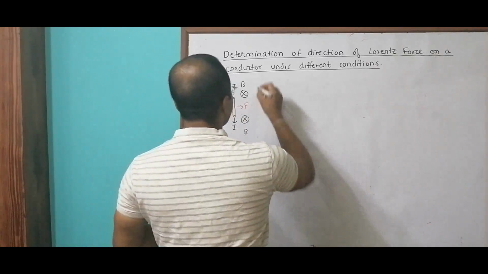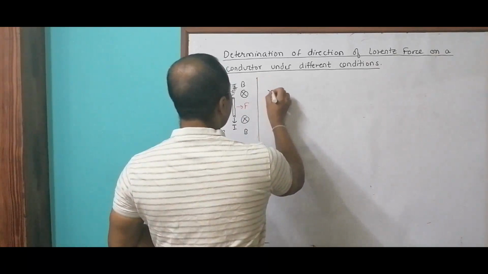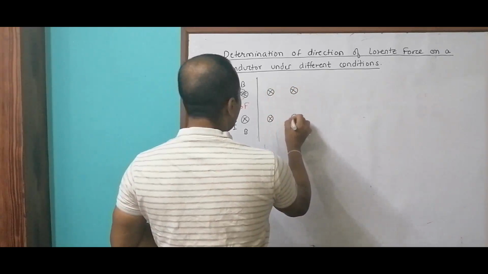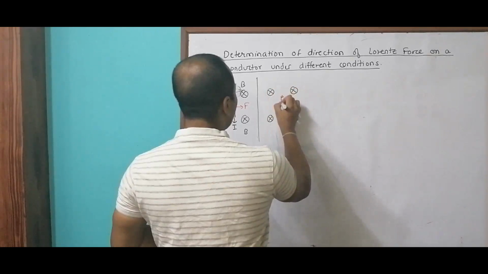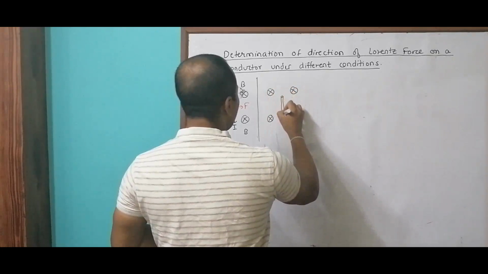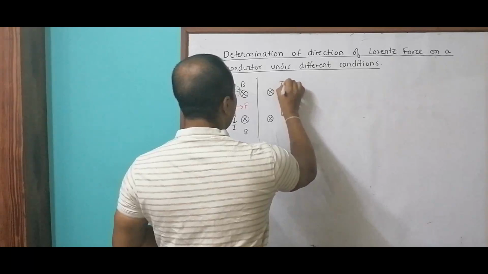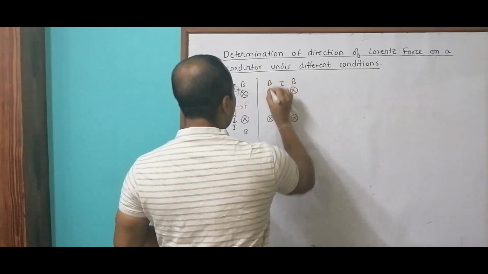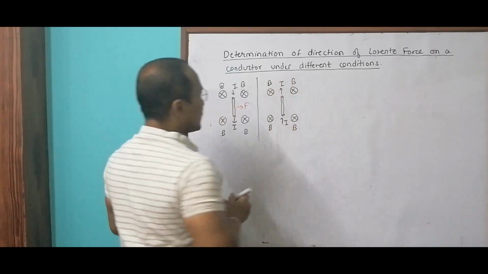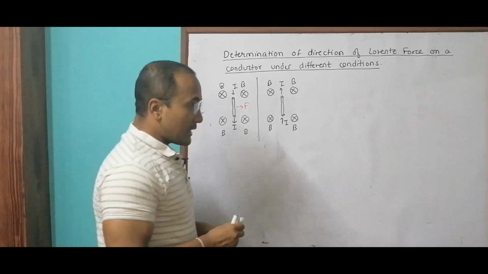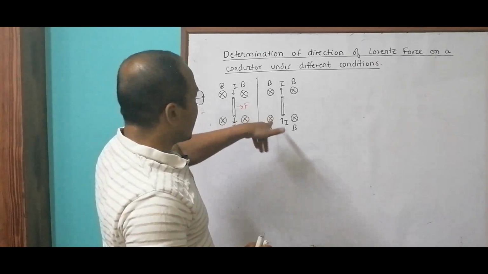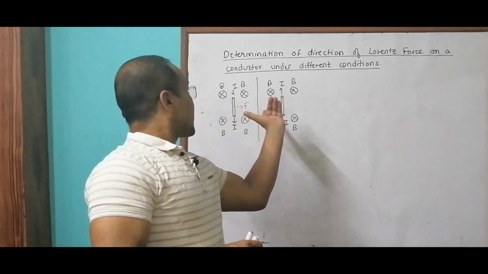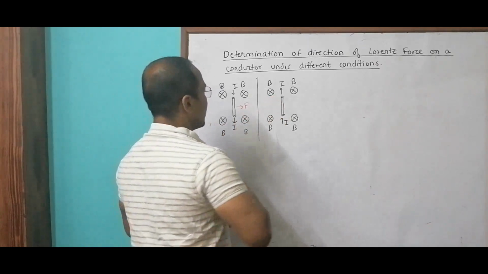If I do another case, I have got magnetic field still in the same direction, current should be upward. This is I, this is I. So this is B, B, B, B. So what should be the force? So magnetic field is still that direction, current upward, force should be like this. So force should be in the direction to the left. So this should be the force.